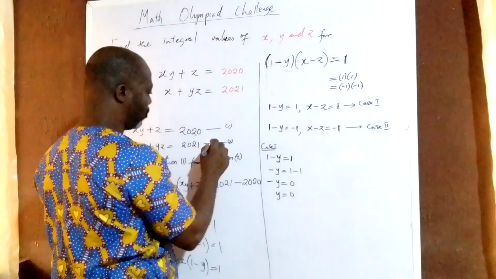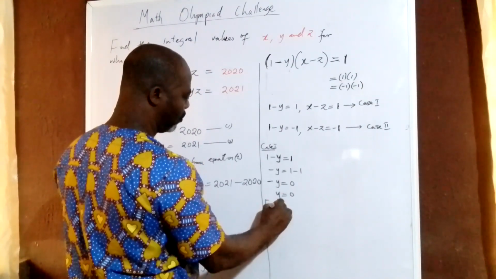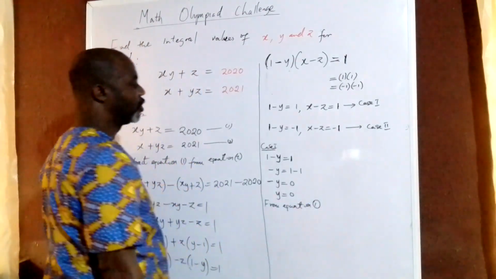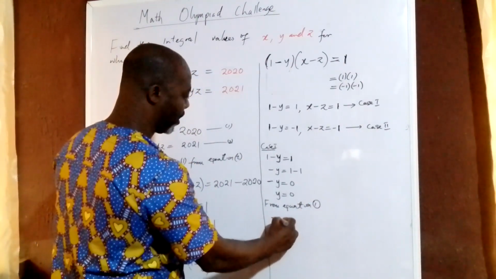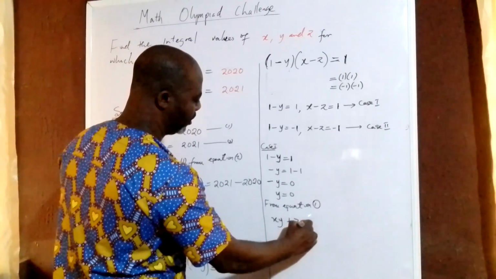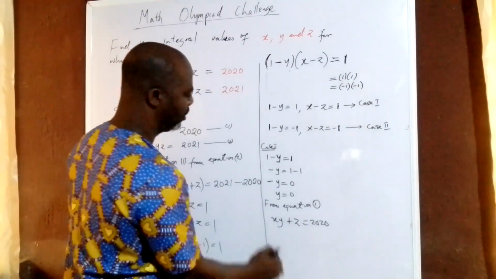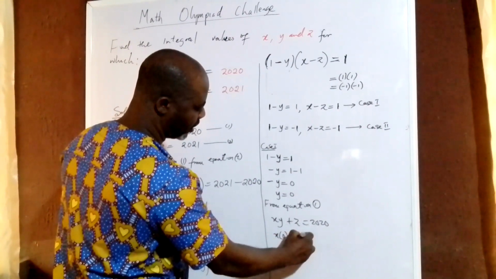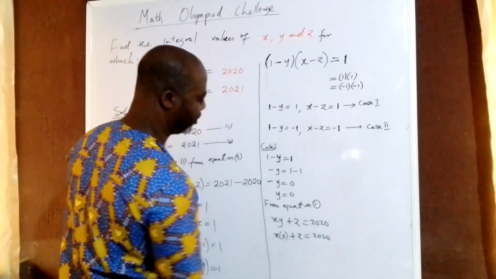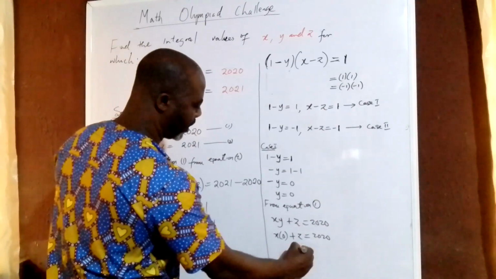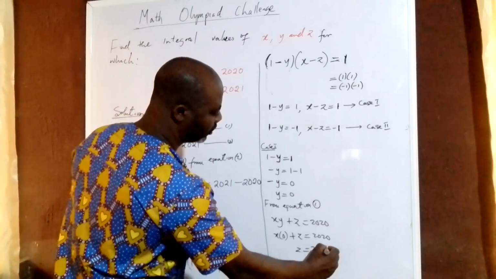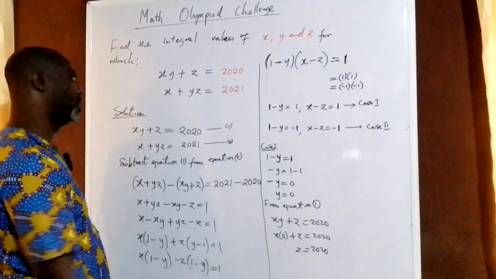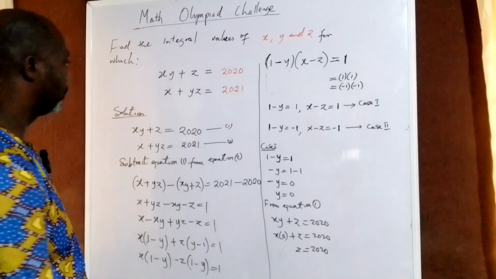So we use equation 1. From equation 1, we have xy plus z equal to 20. Y is 0, so that gives x times 0 plus z equal to 20. And therefore, z will be equal to 20. I hope that is clear. Z equal to 20.